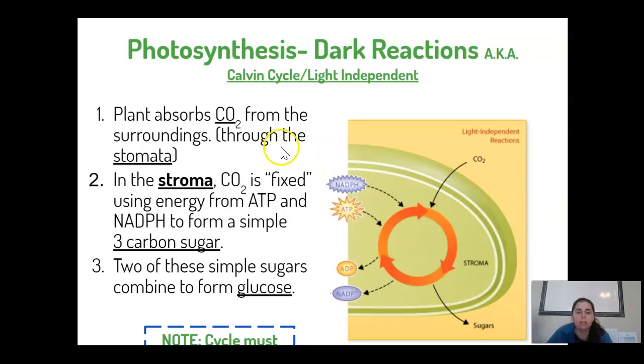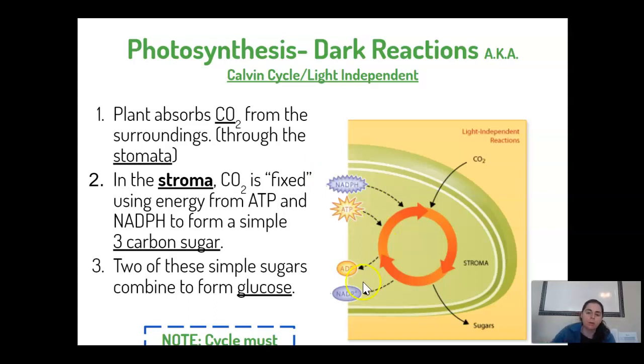In here, the plants absorb carbon dioxide from the surroundings through the stomata, then once in the stroma, so they've converted ADP to ATP in the thylakoids, and now you have ATP in the stroma. Carbon dioxide is then fixed using the energy from ATP and NADPH to form a 3-carbon sugar, which is not glucose. You need to get that to happen twice in order to get glucose to occur.